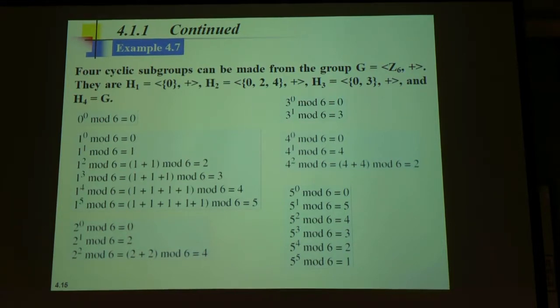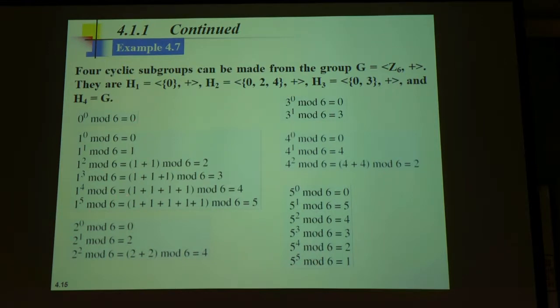So this group, what does it have? 0, 2, 4. Which group is this? H2. Let's try to generate from 3. So 3 to 0 gives you 0, 3 to 1 gives 3. So this generated 0, 3, which gives you group 3. Okay, how about 4? It gives you 0, 4, 2, which is group H2. So the 4 generated H2 and the 2 also generated H2. Still the same group. How about the 5? It generated the whole G. So you could generate the whole G from the 5 and from the 1.